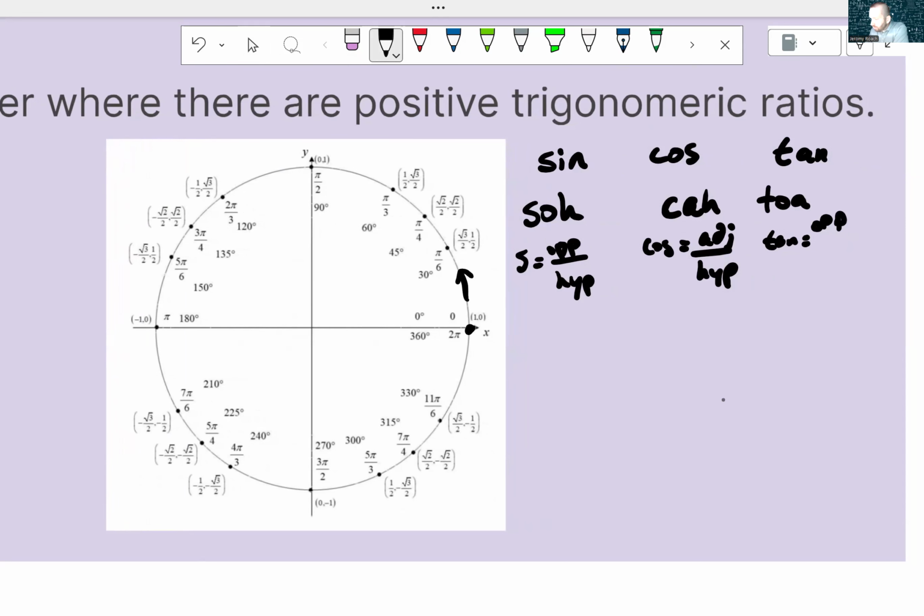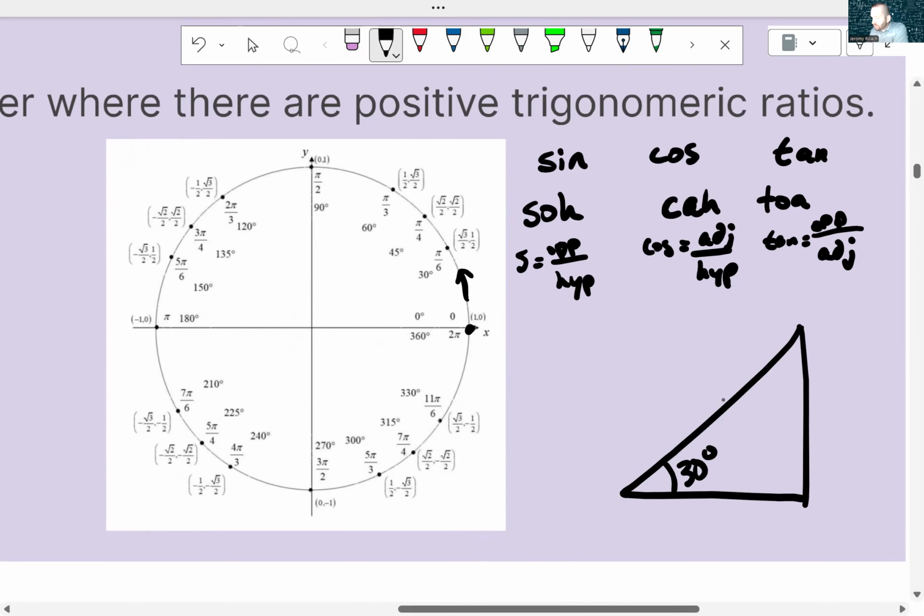Let's scoot this over here. Opposite over adjacent. So if we have a triangle like something like this, I'm just going to say this is a 30-degree triangle. We'll say the hypotenuse is 1. So we're trying to make sure this is a true statement if I put another number here. So I'm just going to leave this at 1 for now.